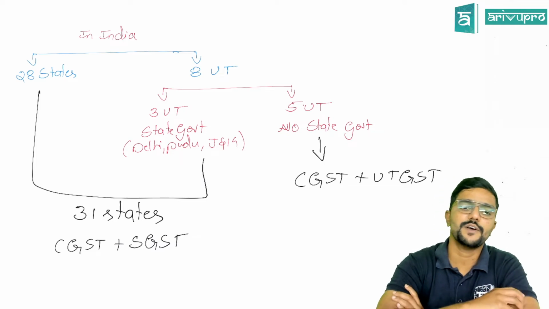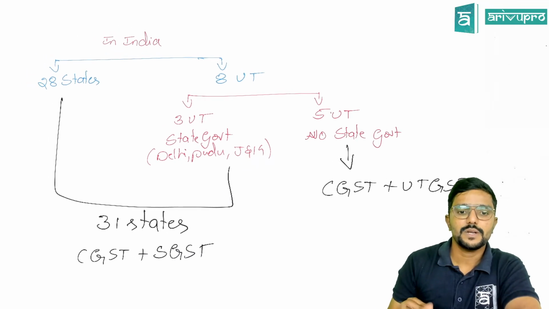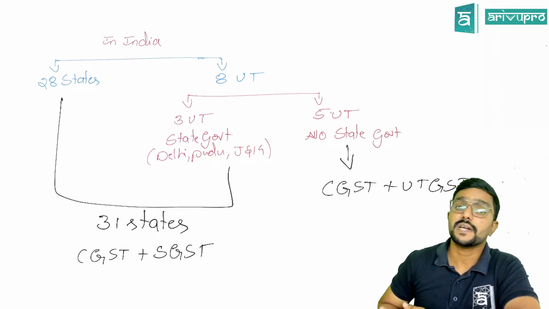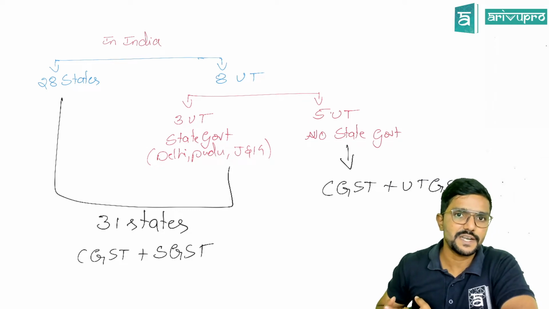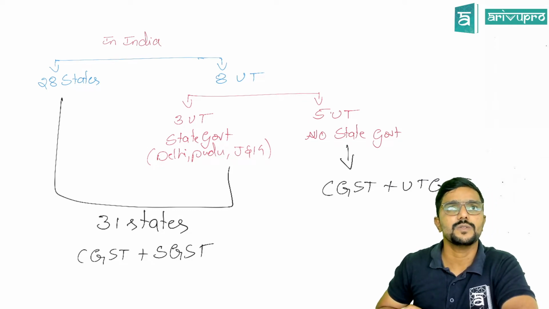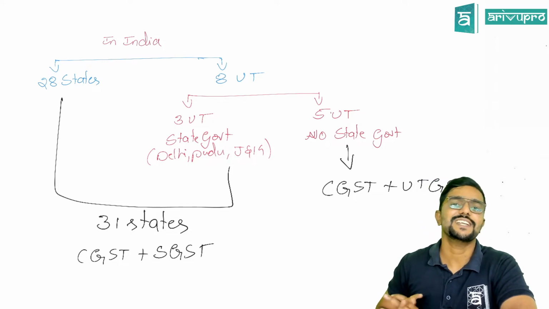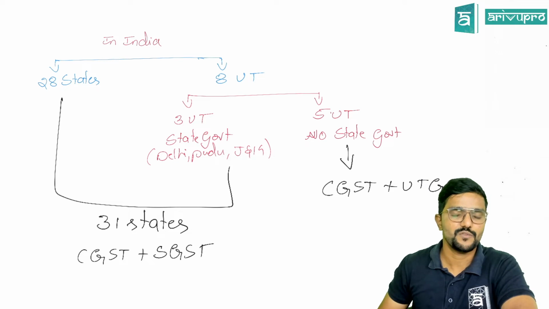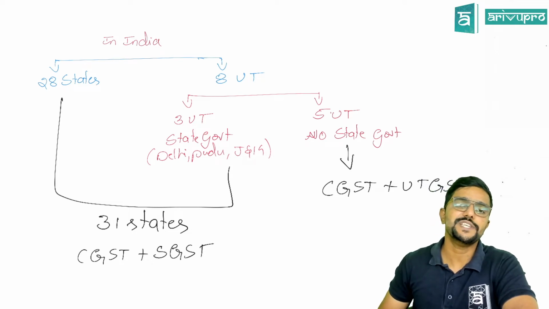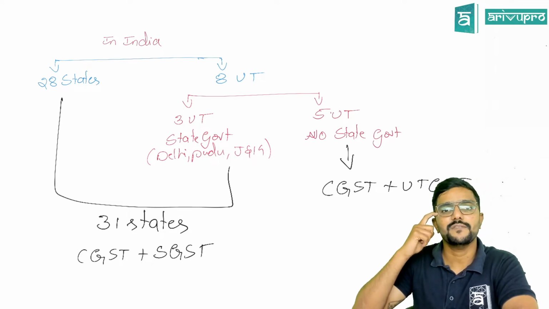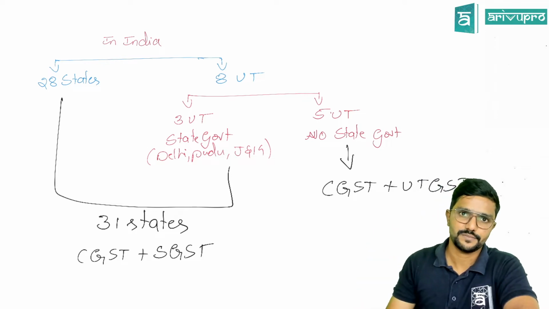Clear? This is important for you to know, totally how many states are there. For GST purposes, 31, including 3 union territories where there is own state legislation and state government, whereas there are 5 union territories without state legislation. We call them union territories only, even for GST purposes, where CGST plus UTGST would be levied if there is any supply within the same union territory.